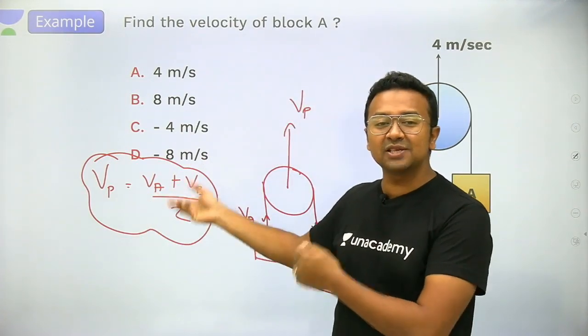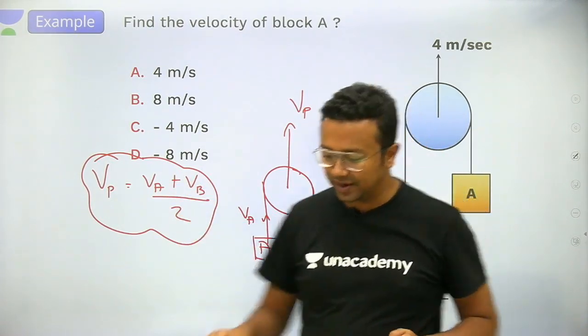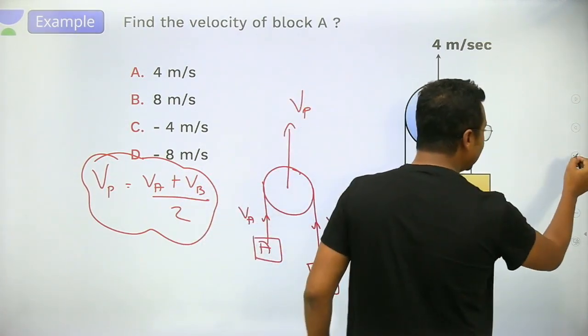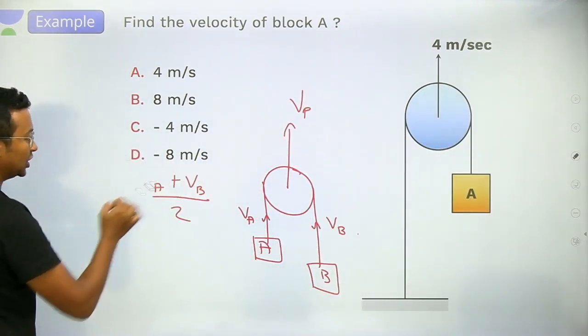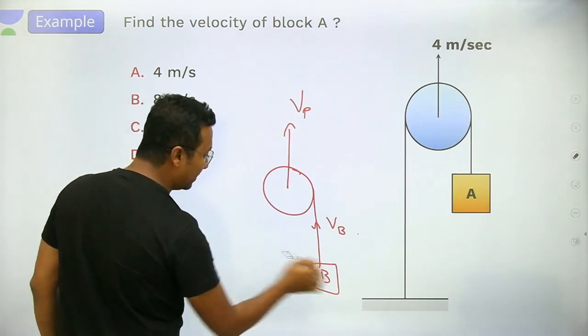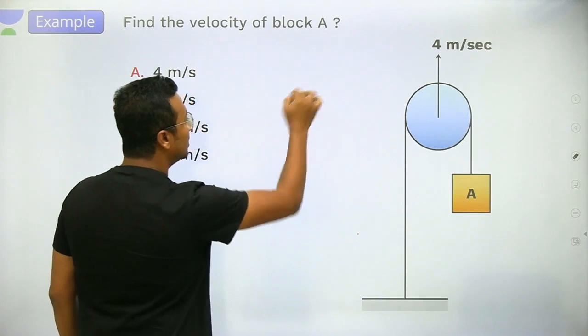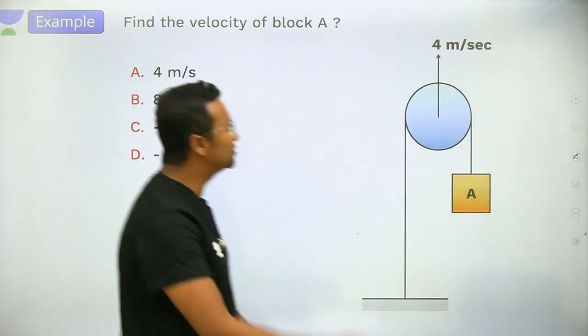Look, there is no concept as such, just the formula. I hope everybody has got this particular formula out here. Okay, so let's go ahead and solve using this formula. Velocity of the pulley is equal to velocity of A plus velocity of B divided by 2. All righty.